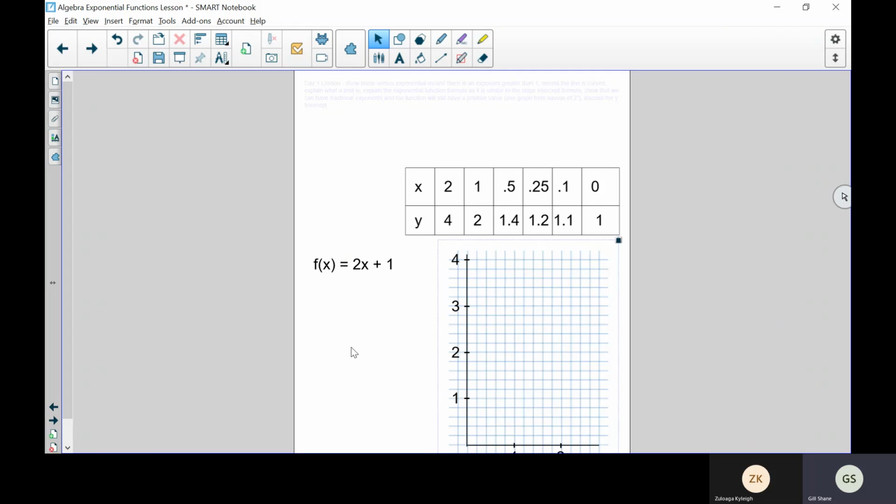So you need to write down on your graph. You need to copy that table and that equation. Again, I'm doing the bell work for you.